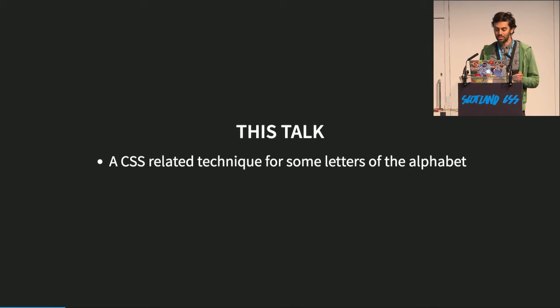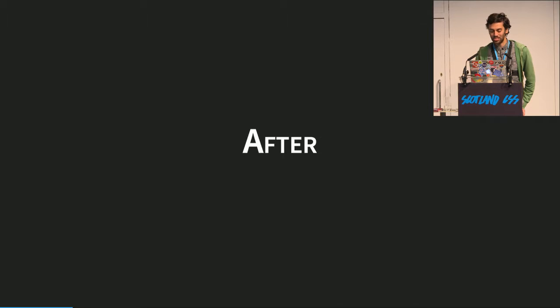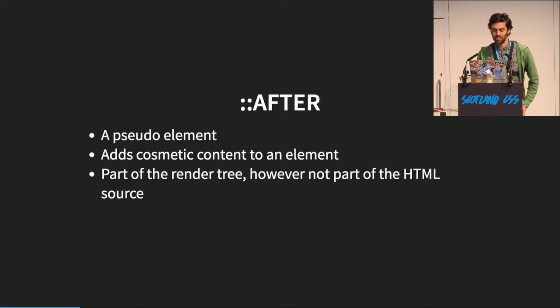So let's actually move on to this talk. This talk is, as mentioned, going to be a CSS-related technique for a few letters of the alphabet. Maybe next year I can come back and this will be a 40-minute talk and I can actually cover every letter, but for now it will just be a few. To start out, we'll have a look at after, which is not exactly a property, more of a pseudo-element, which I think most of us have used.